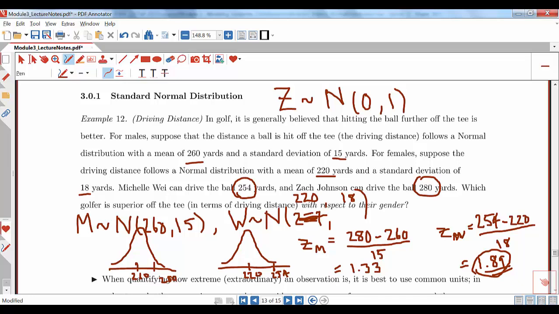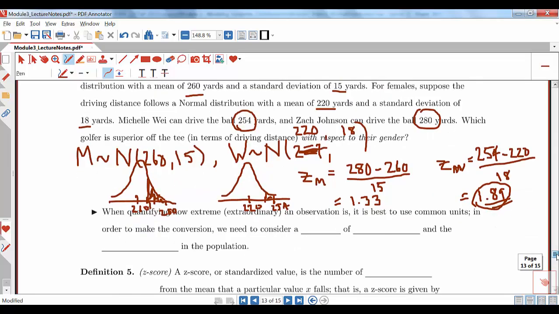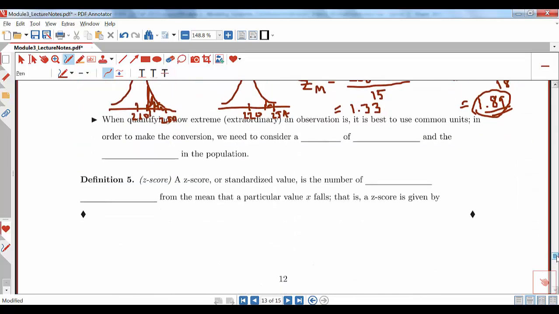I kind of even drew the picture. Here, 1.33 is about there, and over here 1.89 is closer to 2, so you can see there's less area in the tail for her distribution and score than his. That's the main reason for this section: to talk about standardization. In order to classify an extreme value, we need a point to center on. So I'm going to say we consider the center of a distribution and its variability.